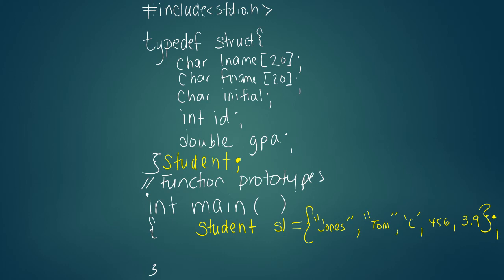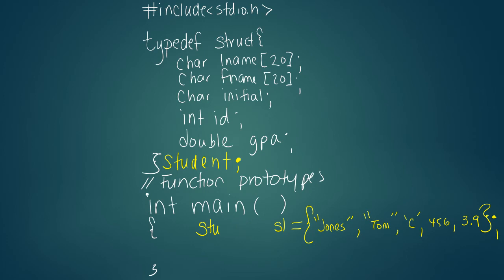So obviously when I declare and initialize, it's going to fill in the order that it's listed. It's going to put the last name into the last name field, the first name into the first name field, the initial into the initial field, the ID into the ID field, and the GPA into the GPA field.